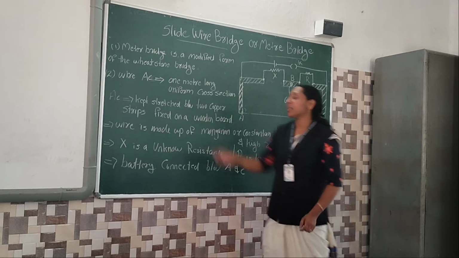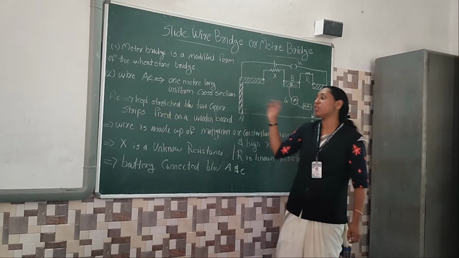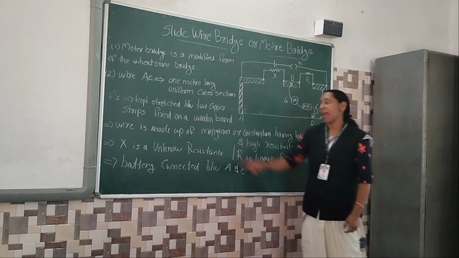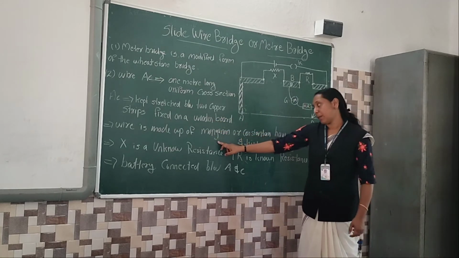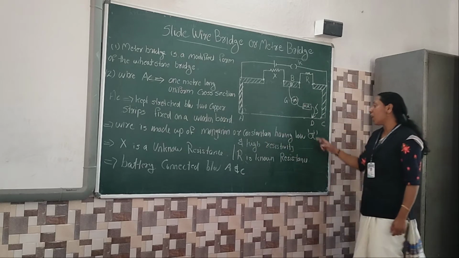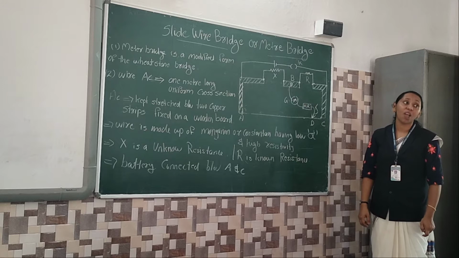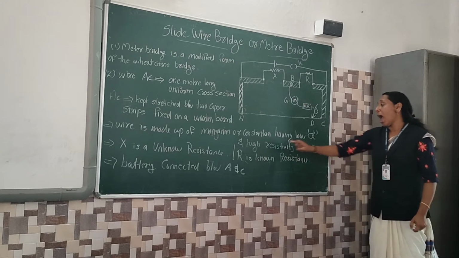And next one, the wire AC is kept stretched between two copper strips fixed on the wooden board, and the wire is made up of manganin or constantan, having low alpha. Alpha means temperature coefficient is very low, and high resistivity.